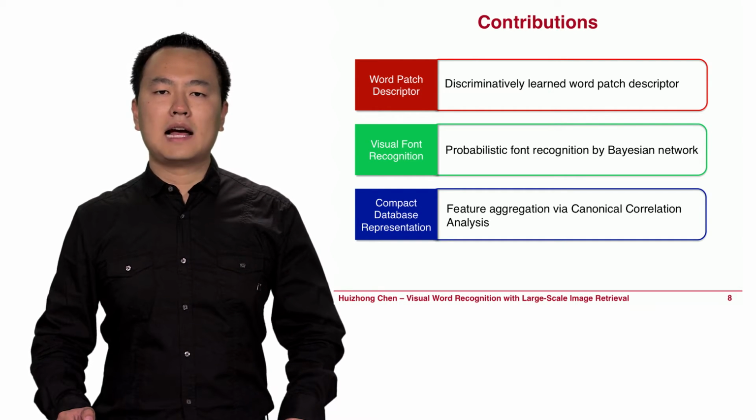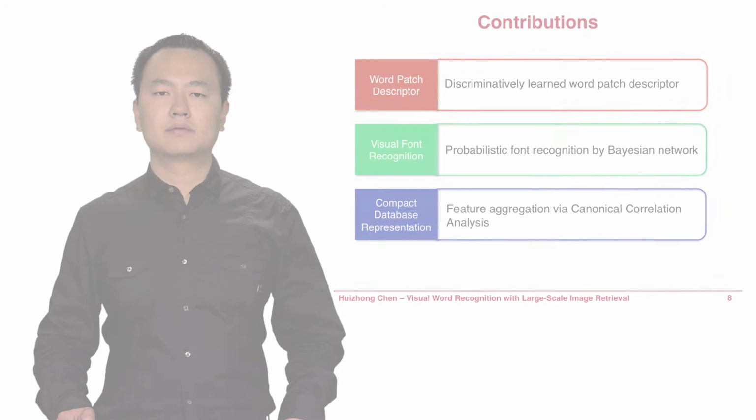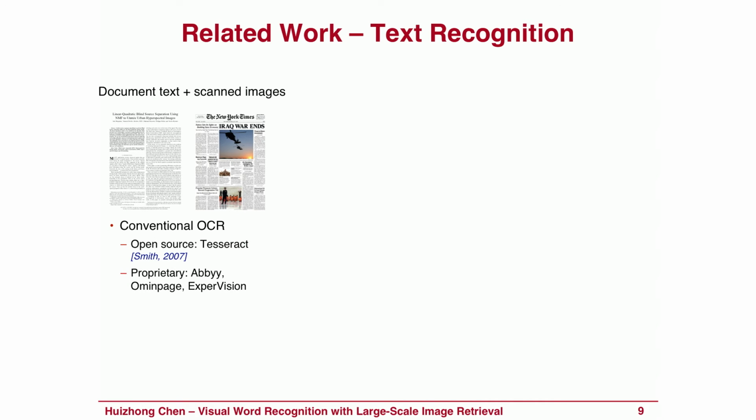In this talk, I will start by reviewing related work, then talk about my three contributions in more detail, and finally present an end-to-end text recognition system. This work focuses on text recognition, so let us first review prior work on text recognition. Conventionally, text recognition works on clean, high-resolution document images that are acquired by a scanner. This corresponds to the setting of OCR.